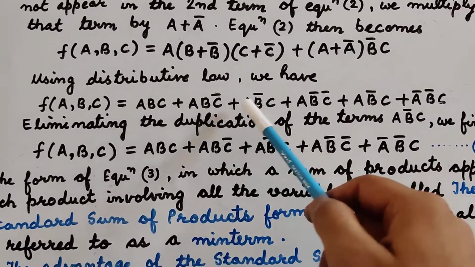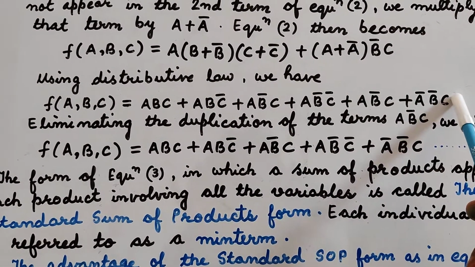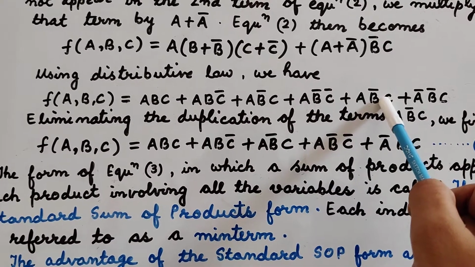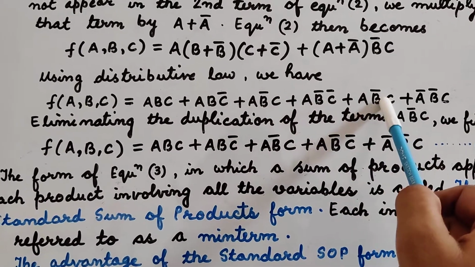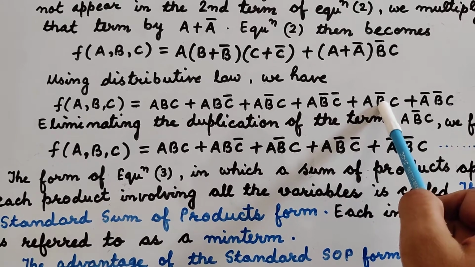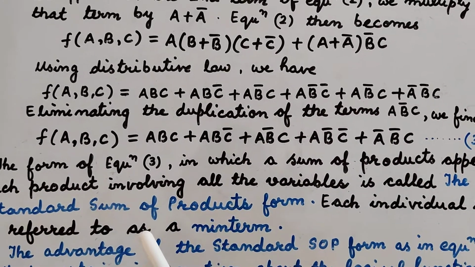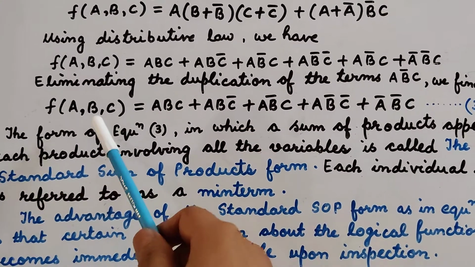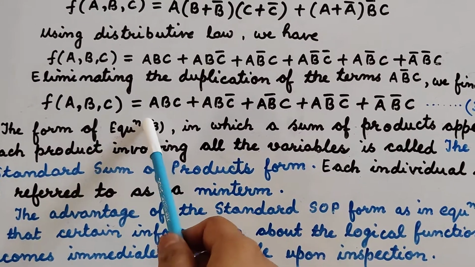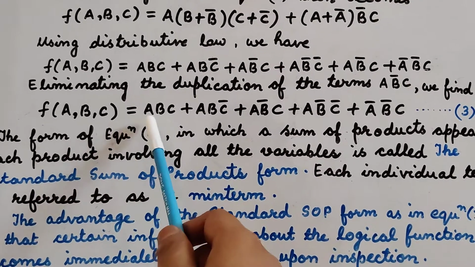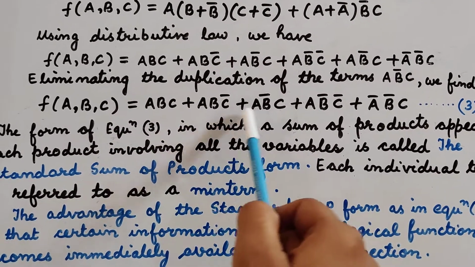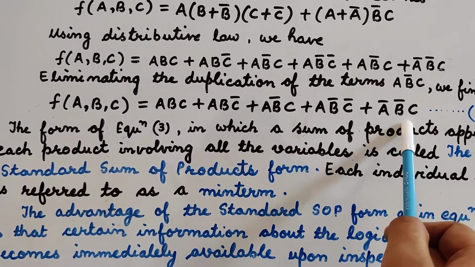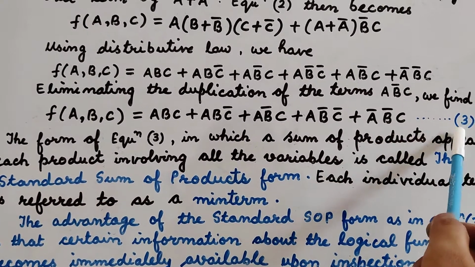Now from this expression we find that these two terms are duplicate terms, that is, they have been repeated twice in this expression. So we will eliminate one of these terms, and so the expression comes out to be f(a, b, c) is equal to abc plus abc bar plus ab bar c plus ab bar c bar plus a bar b bar c. Let this be equation 3.